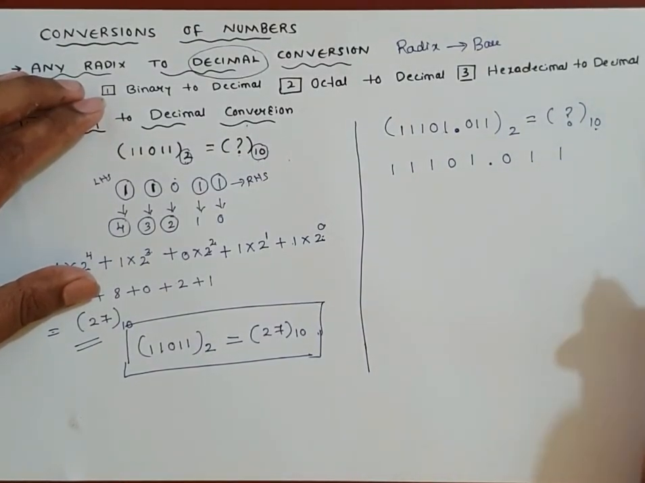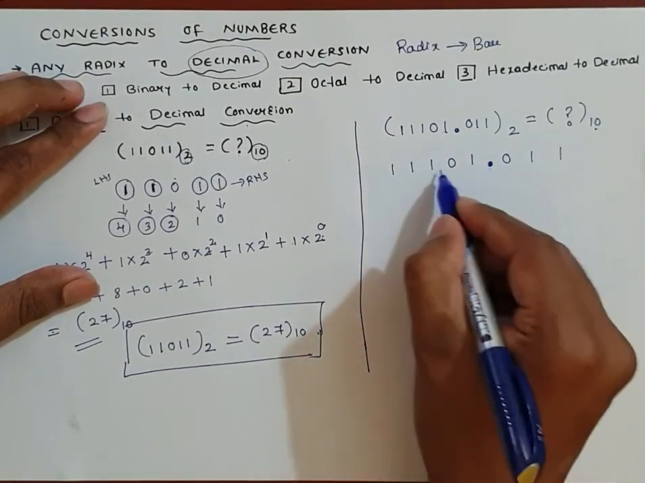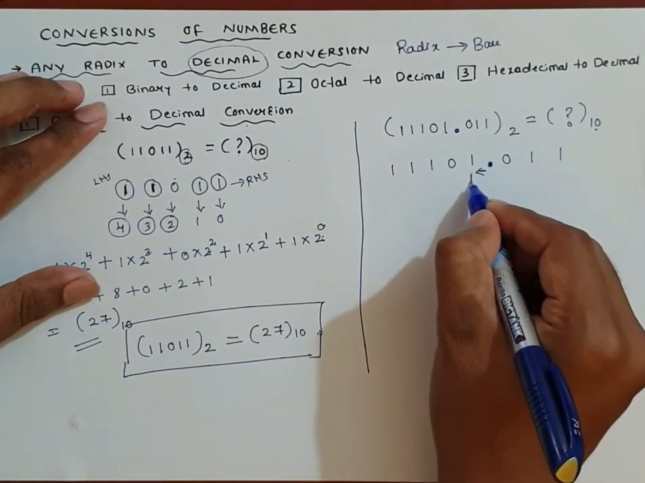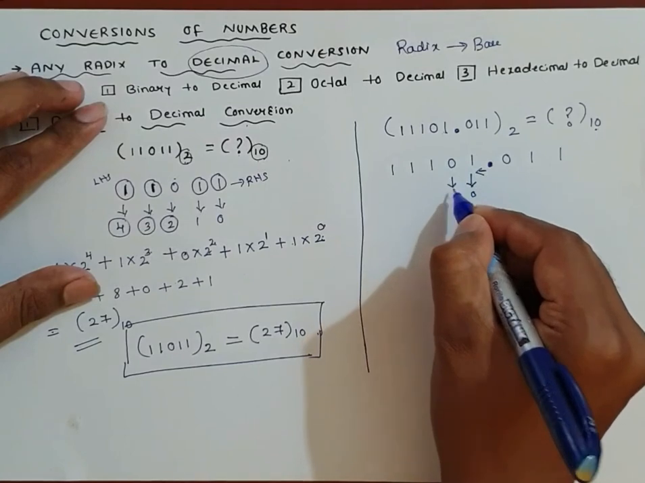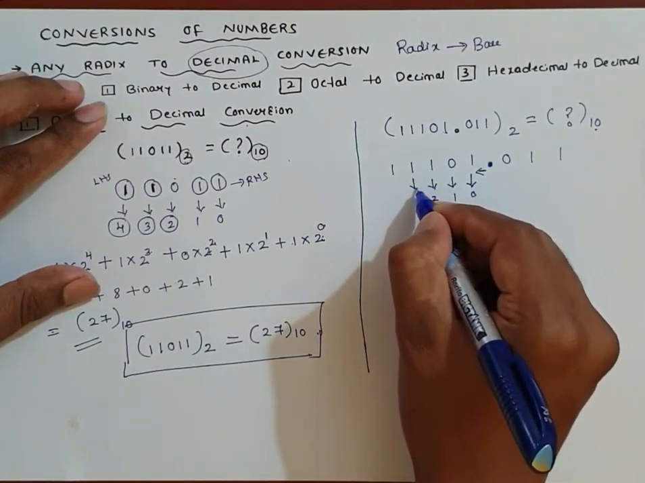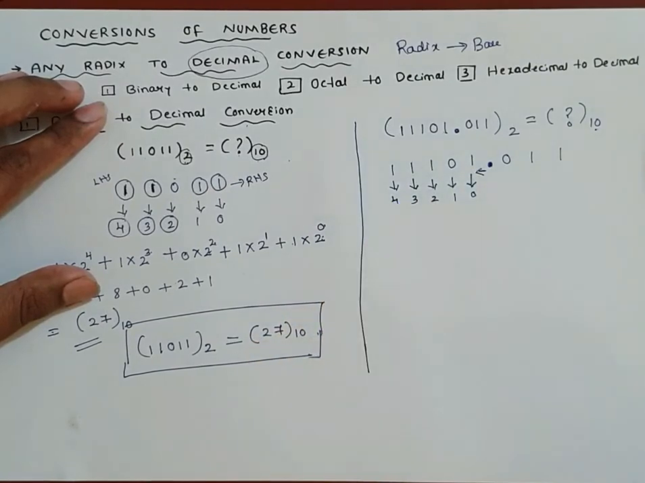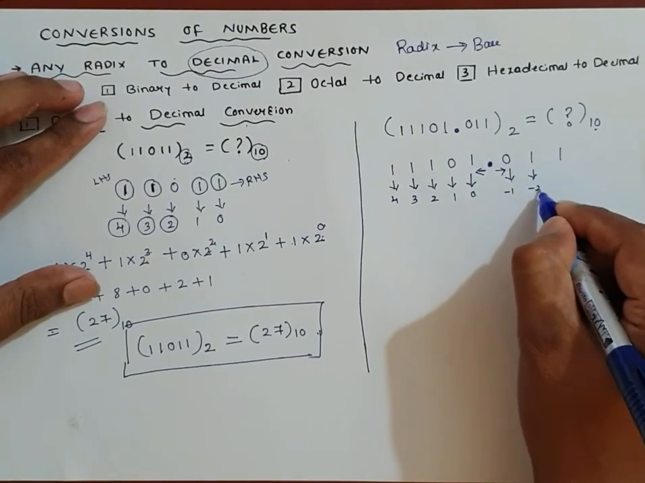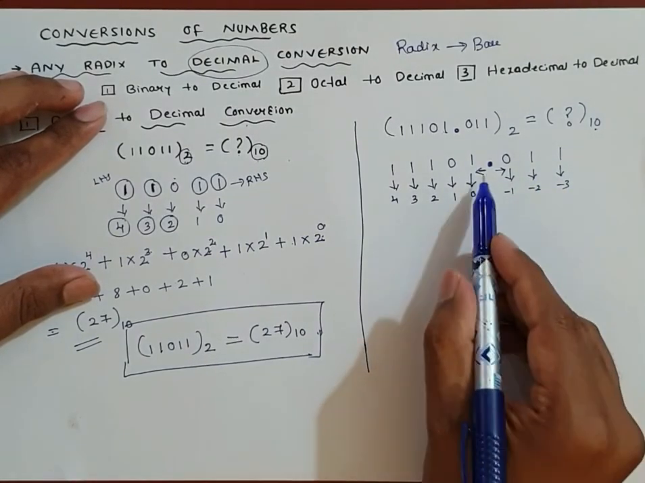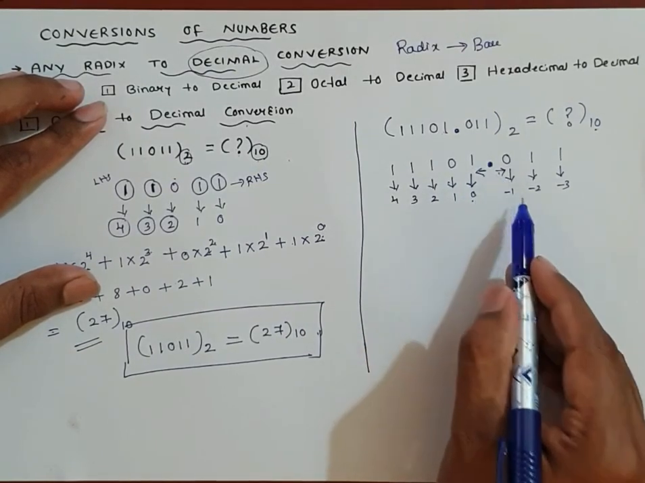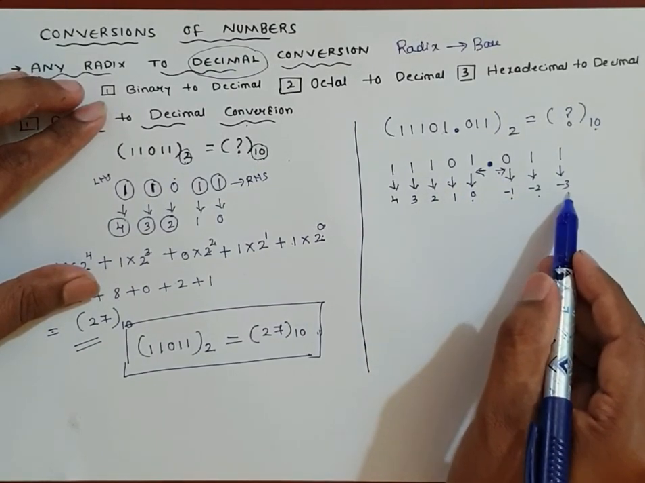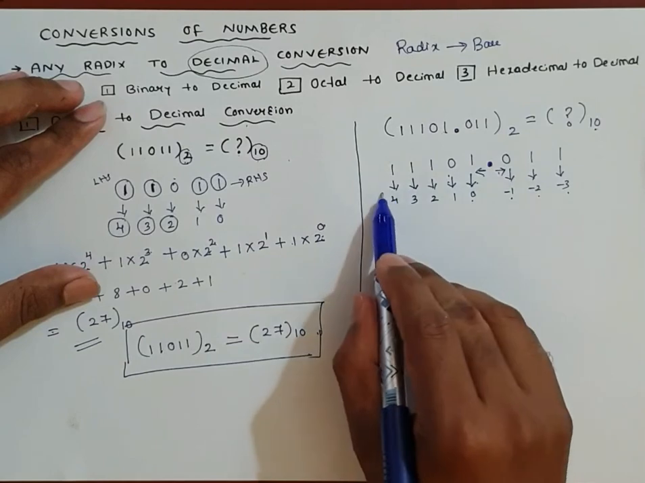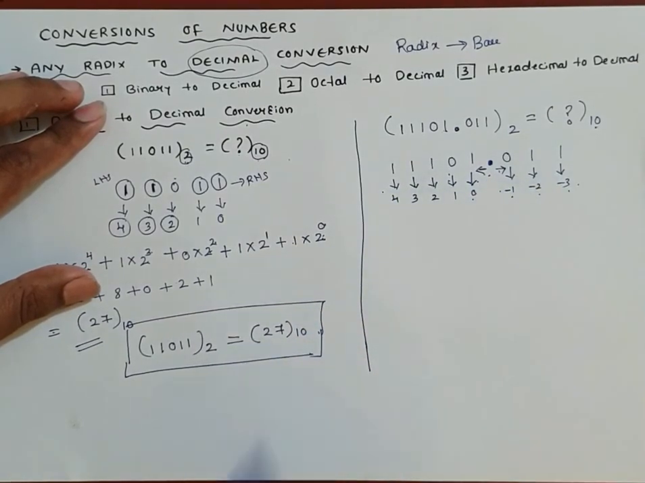Next is find the position. So here we are having a decimal point, so before the decimal point find the position first. Here the position is 0, here the position is 1, here the position is 2, here the position is 3, here the position is 4. Next, after the decimal point, the position should start from -1, here the position is -2, here the position is -3. So before the decimal point start from 0, after the decimal point start from -1, -2, -3. So before the decimal point from right to left, after the decimal point from left to right.